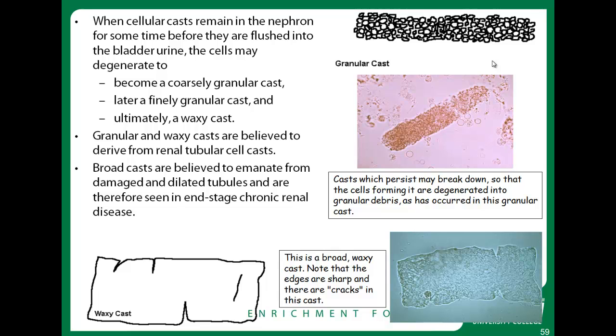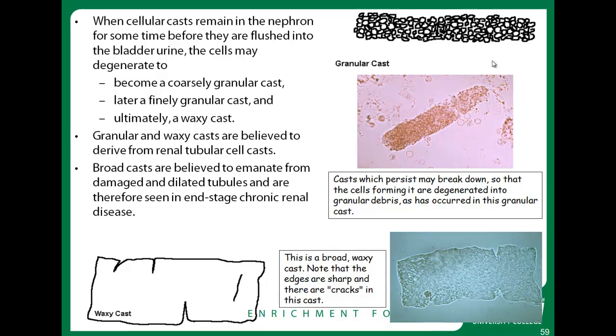Also, casts remain in the nephron for some time before they are flushed into bladder urine. The cells may degenerate to become a coarsely granular cast, later a finely granular cast, and ultimately a waxy cast. Granular and waxy casts are believed to derive from cellular casts. Broad casts are believed to emanate from damaged and dilated tubules and are therefore seen in chronic renal disease.